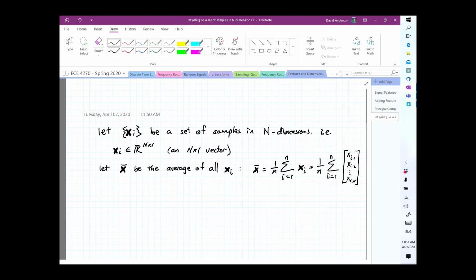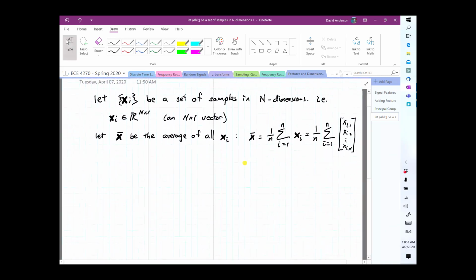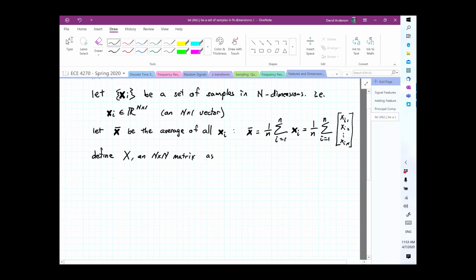Okay, so now we will define a matrix X as x1 minus x bar. That's the first column. The second column is x2 minus x bar, and so on and so forth, up to the last sample, xn minus x bar. In other words, this matrix is made up of the samples after we've removed the mean.